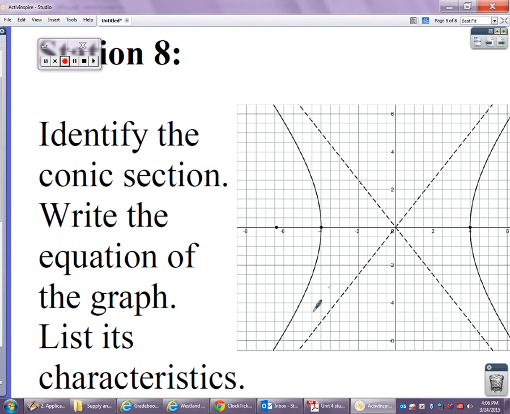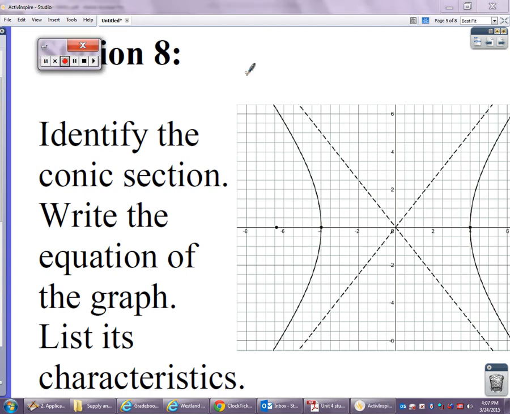Identify the conic section. Obviously, this is a hyperbola. Write the equation of this graph. So first of all, I need to know what the p is. The p is the distance from the focus to the vertex. That would be a parabola. Totally messed that up.